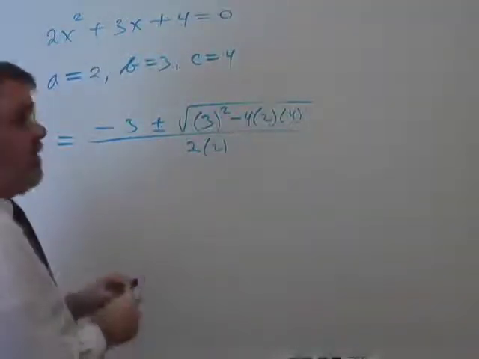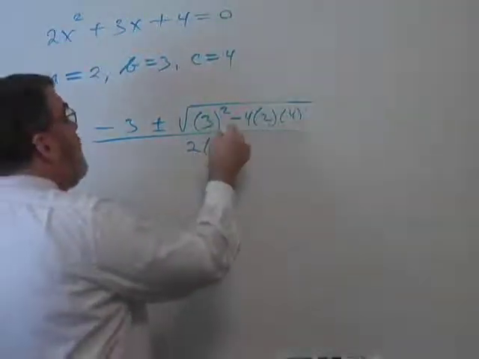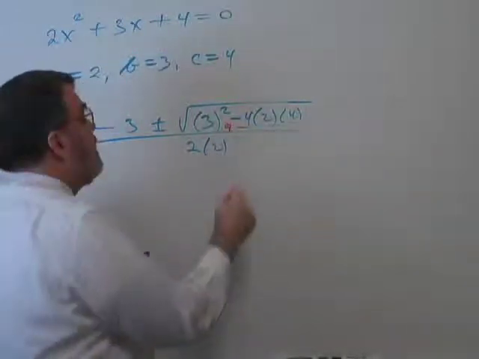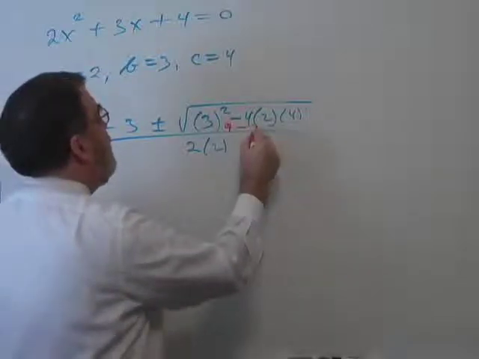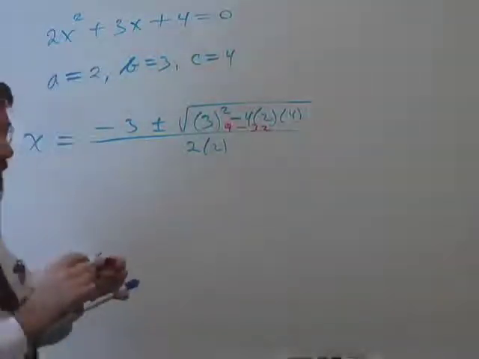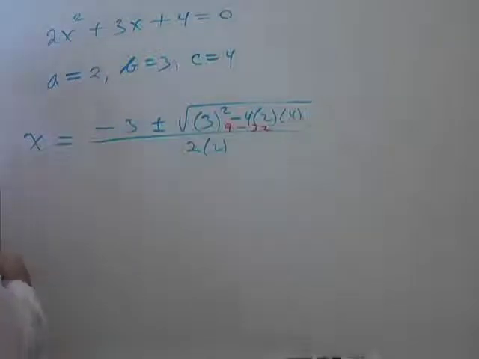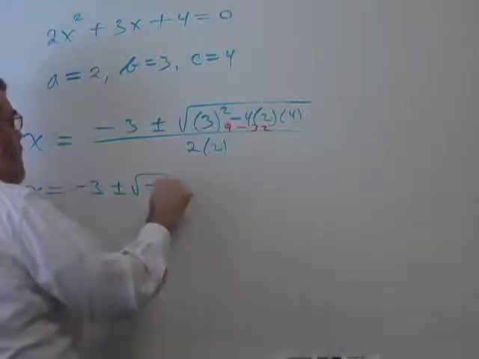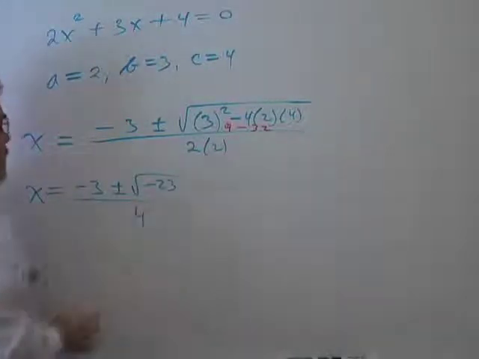Now under the square root, 3 squared is 9, and 4 times 2 times 4 is 32. So I have 9 minus 32, which is negative 23. So I'll write this out. x would be negative 3 plus or minus the square root of negative 23, over 4.